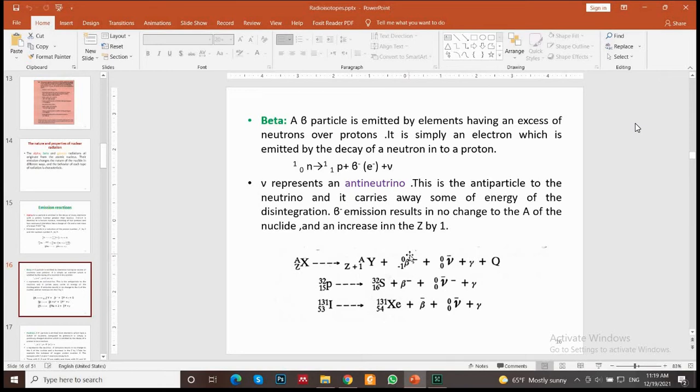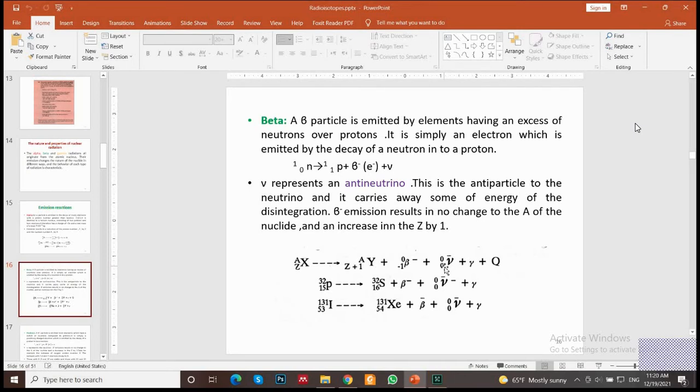Again, I say when we have a radionuclide nucleus in which the number of neutrons is higher than the number of protons, and one neutron is converted to a proton, an electron particle is produced beside this. This electron particle is named a beta particle. In addition, in this equation, you can see another particle shown with this symbol, and this is named an antineutrino. This is the antiparticle to the neutrino, and it carries away some of the energy of the disintegration, of the decay.